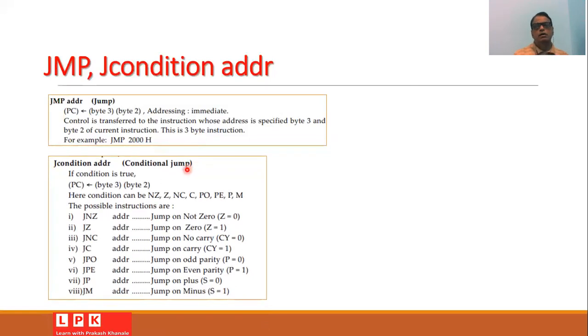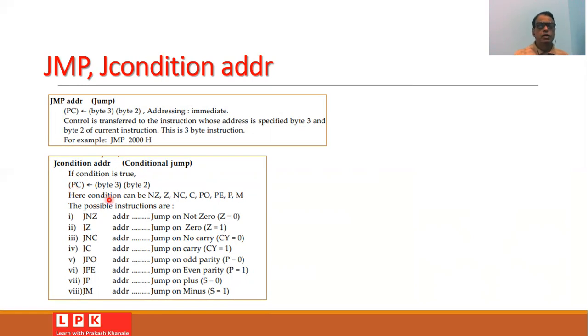There is another instruction, called the conditional jump instruction. In this instruction, we mention the condition. It is written as J followed by condition followed by address. Initially the value of the condition is checked. If this condition is true, then the address mentioned in byte 2 and byte 3 of the instruction will be transferred to the register PC, because we know that PC holds the address of the next instruction to be executed.